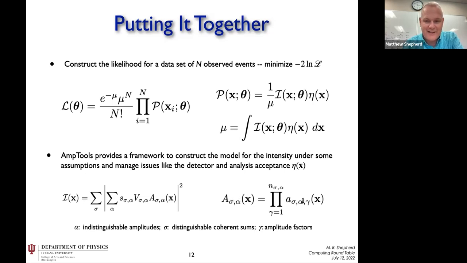AmpTools allows them to be factorizable. And that's important because often these amplitudes have kinematical pieces and then dynamical pieces, and these vary at different times and have different constraints. And so this amplitude function is a product typically of amplitudes.